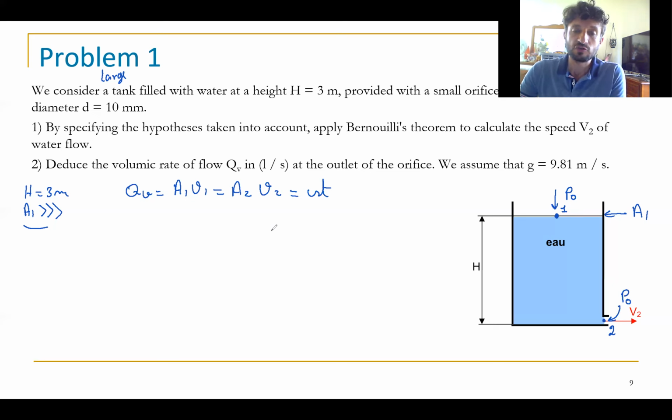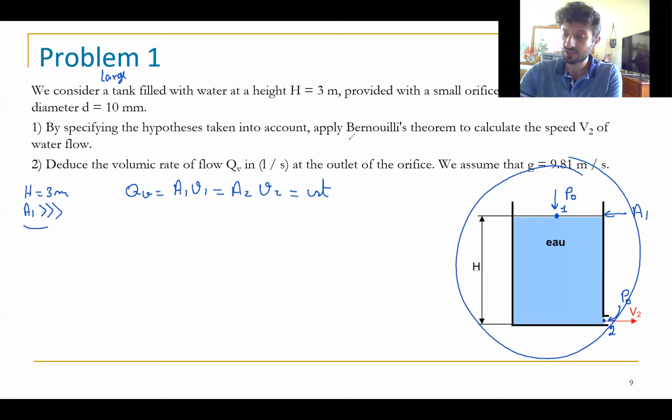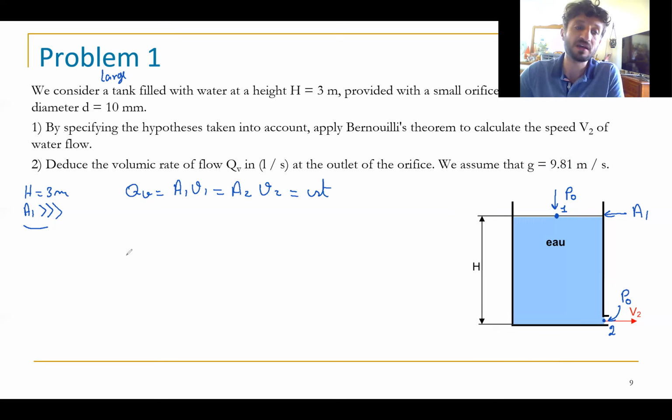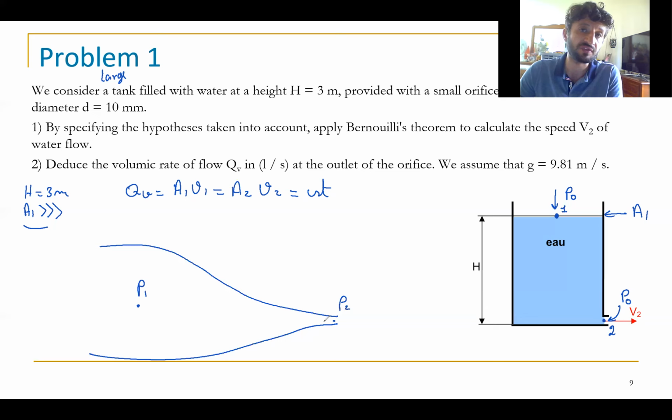This configuration is similar to the earlier one, where we have a large tube and a small tube. I take one point here and one point here. You can calculate P at the point 1 and P at the point 2, we can calculate H, we can calculate V, and we can apply the Bernoulli equation to this configuration. We talked about this point before. Now we apply the same configuration to a large tank with a small orifice.